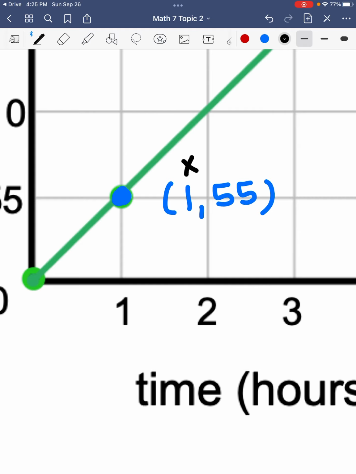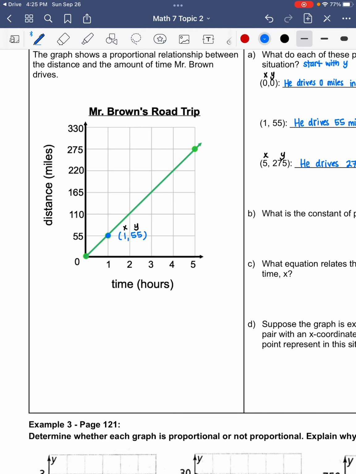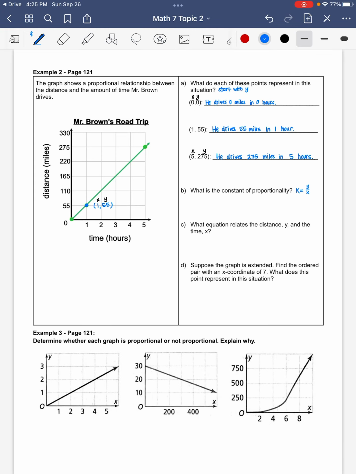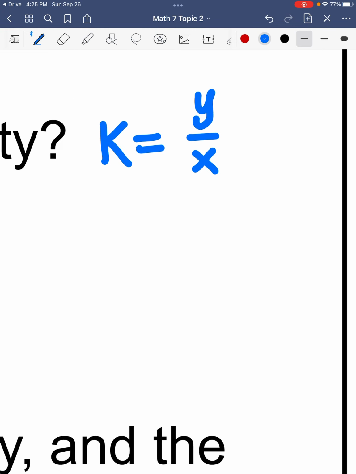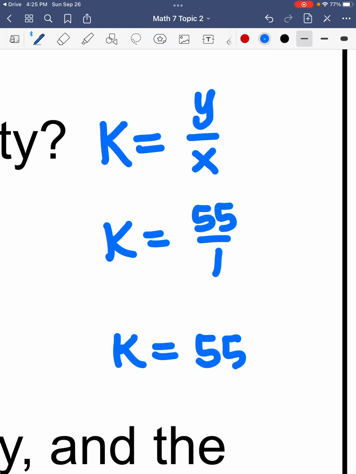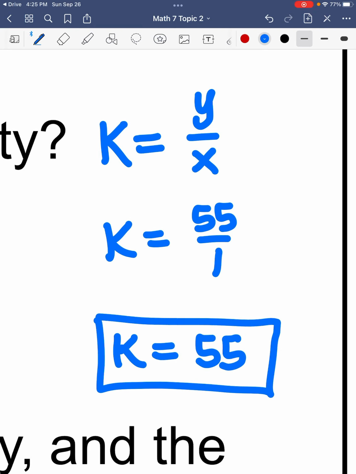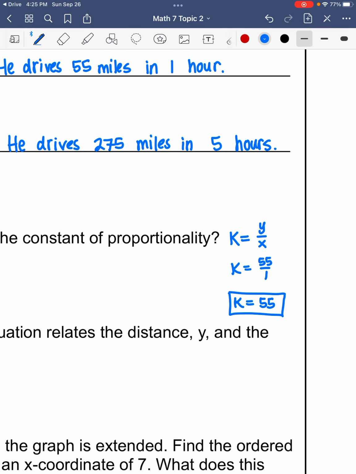Remember, we write it as X first, Y second. So I'm going to say 55 divided by 1. So K equals 55 divided by 1, and 55 divided by 1 is simply 55. So K is 55. That is our constant of proportionality.